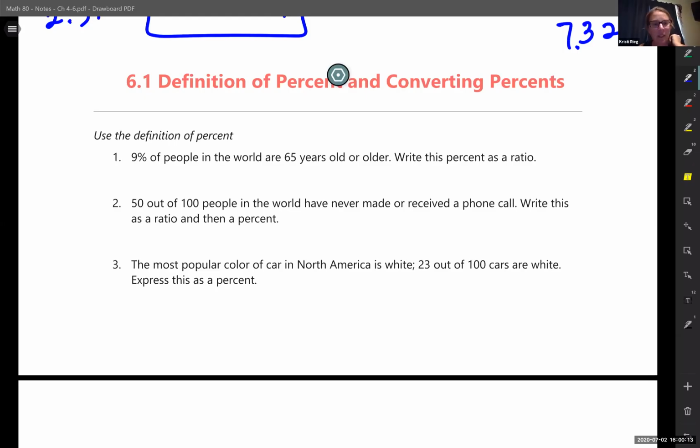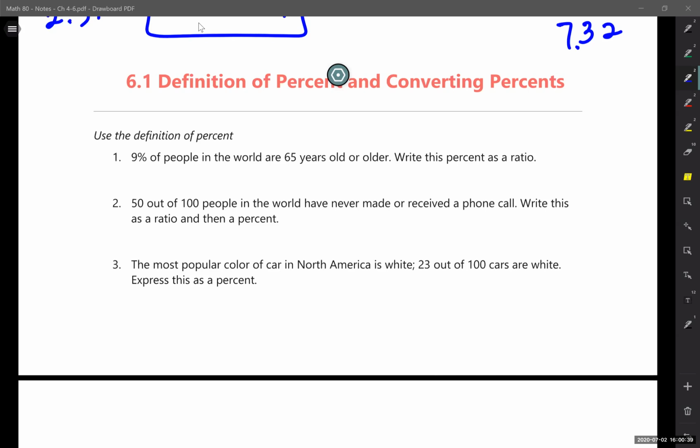Okay, so we're doing chapter 6, 6:1 through 6:3. And so let's go ahead and get started with that. Okay, so 6:1, definition of percent and converting percents. So we just finished up the chapter with the decimals, and so now we are getting into the percents section, which are a lot of decimals or ratios. So I'm going to start writing some stuff out with the definition of percent.